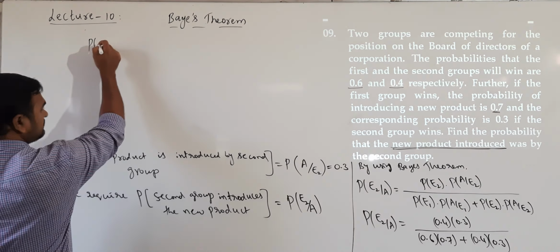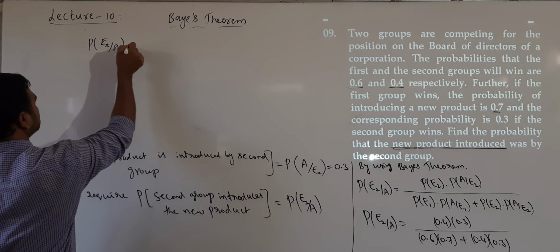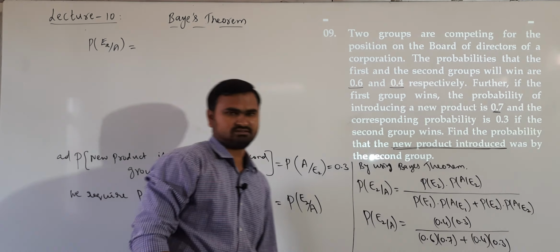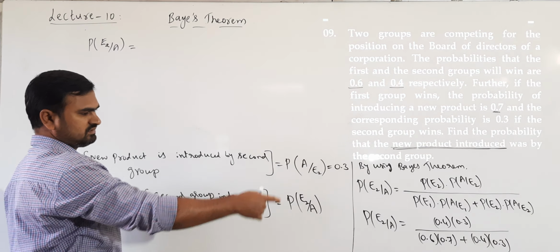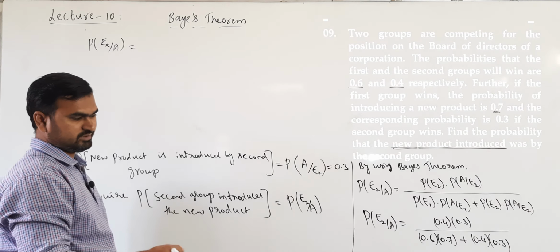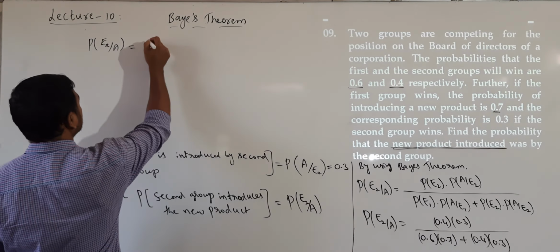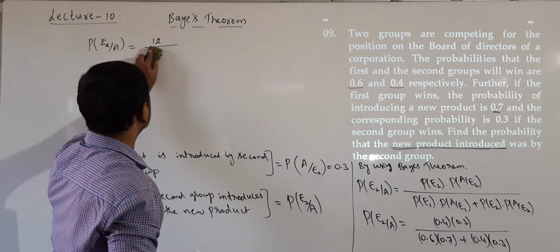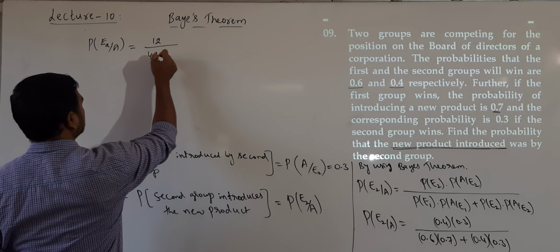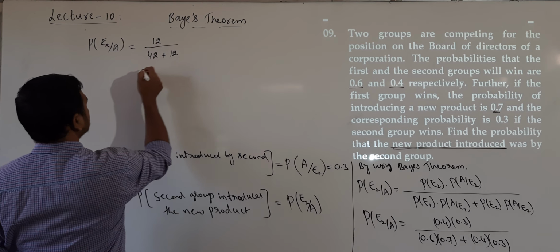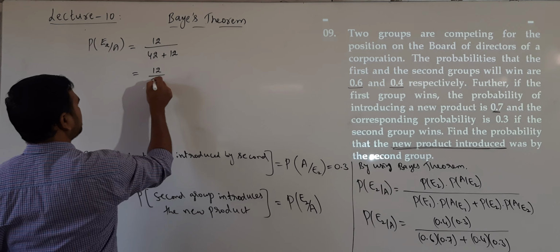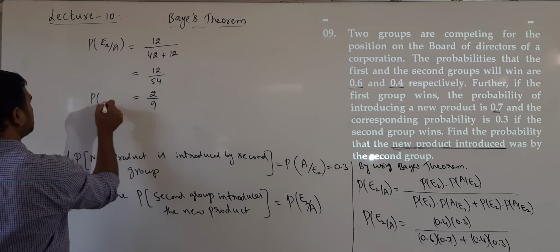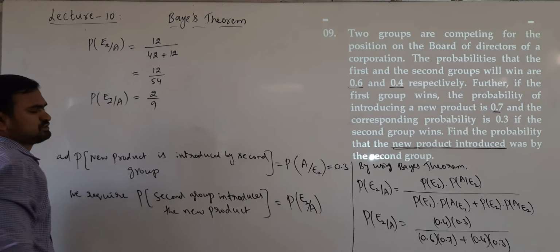P of E2 given A. All are 0 points, so decimals you can take common and cancel, or divide by 100. Numerator divided by 100, denominator divided by 100, that will get cancelled. So, remaining 4 into 3, 12, by 7 sixes are 42, plus 12, which is 12 by 54. 6 we can cancel, 2 by 9. So, the required probability is 2 by 9.